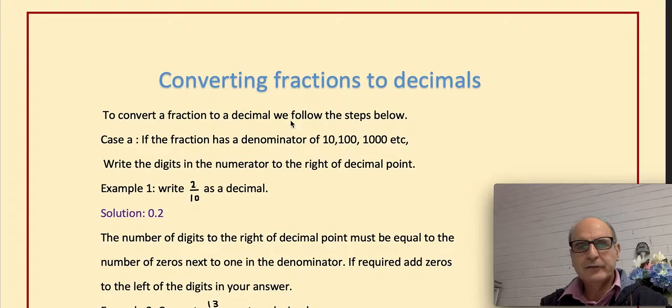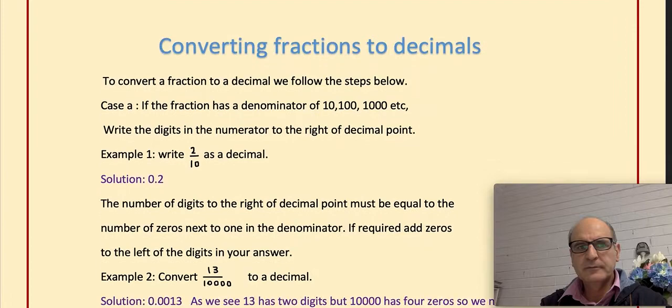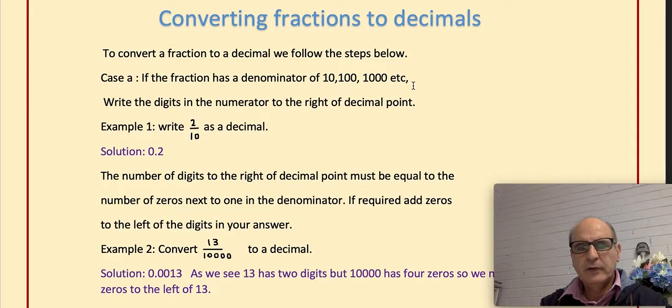In this lesson, we are talking about converting fractions to decimals. We look at a number of different cases. Case one is when your denominator is a power of 10. So a power of 10 means it's 10, 100, 1000, 10,000. Basically, 1 followed by a number of zeros.